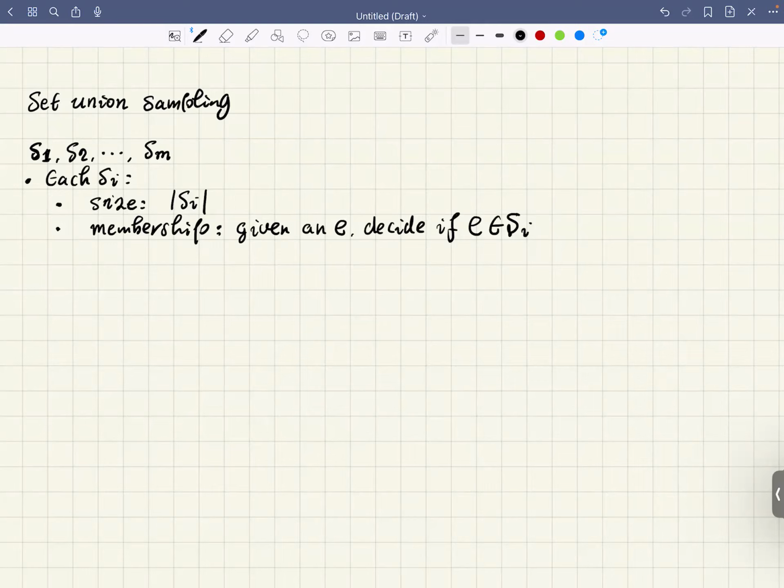Another thing that you can do, the last one, is called sampling. Here you want to get a random sample, so you want to draw an element from Si uniformly at random, uniformly at random. Once again, think of this inverted list example I've been saying.